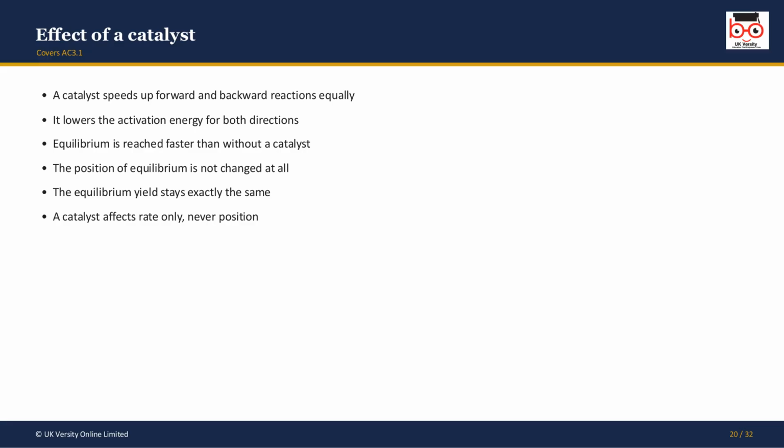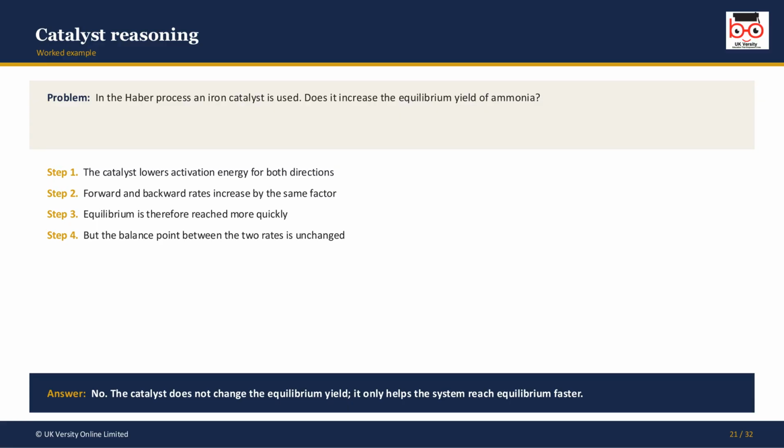A catalyst affects only the rate, never the position. Let's reason that through with the Haber process, which uses an iron catalyst. Does it raise the equilibrium yield of ammonia?